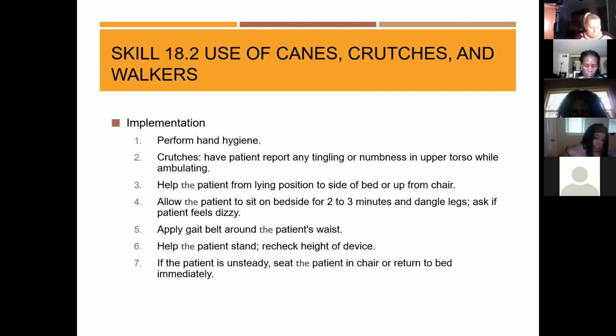So the same thing that we always do, make sure you do hand hygiene, make sure that you have checked your chart to see what your patient should be using, if anything. For crutches, like the lady said in the video, they're not fitted properly if the top of those crutches is sitting right up underneath the person's armpit, right? If it's touching their skin, it's not fitted properly and it can cause nerve damage. So make sure that when you're walking with your patient with their crutches, when you're fitting them, they should not be touching the axilla, right?